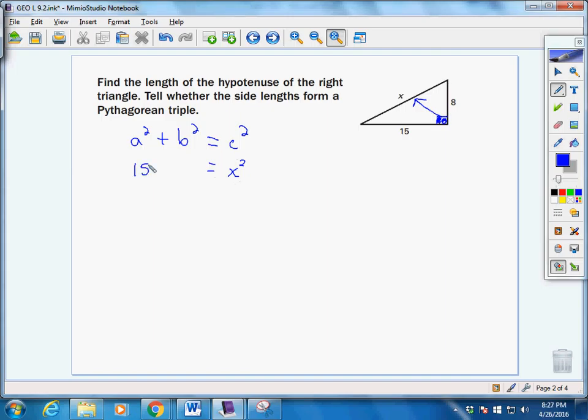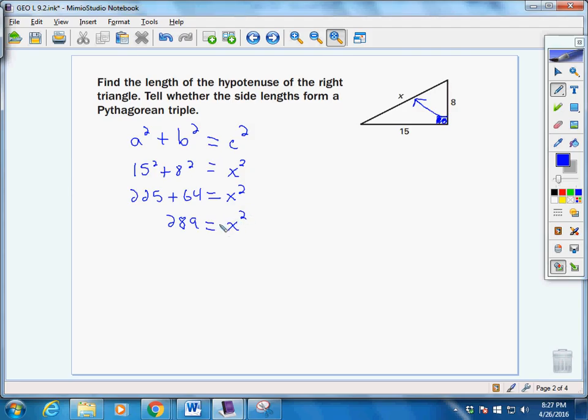And then we'll just go 15 squared plus 8 squared. Again, it doesn't matter if you did 8 squared plus 15 squared. 15 squared is 225, plus 8 squared is 64. And that works out to be 289. Now, the answer isn't 289. The answer squared is 289.